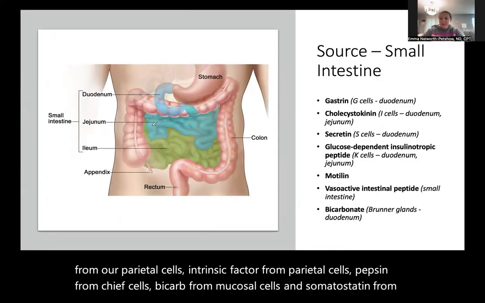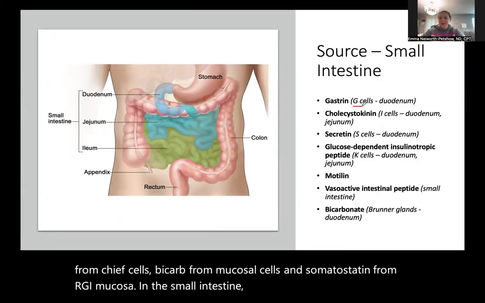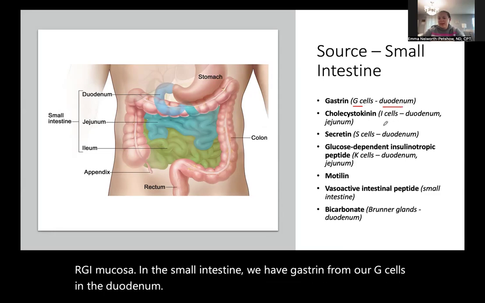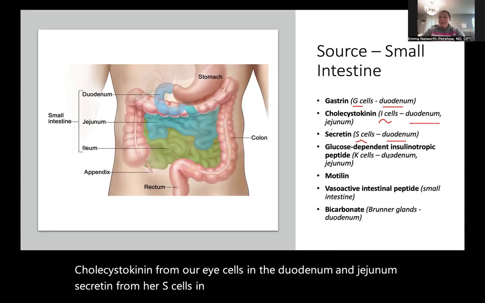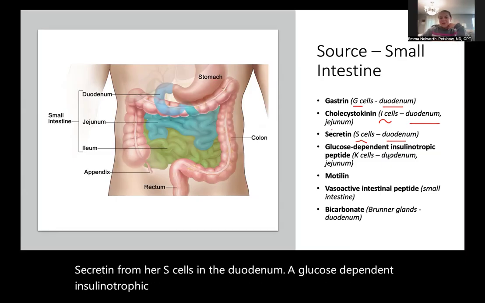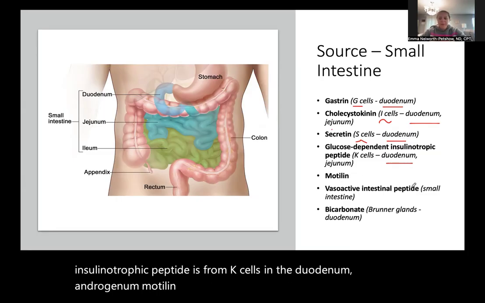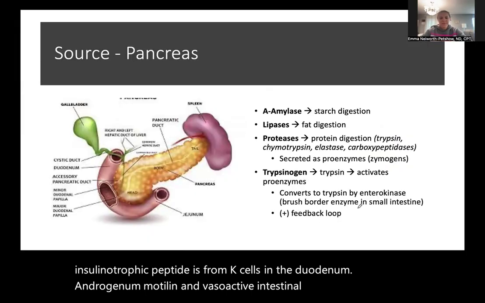In the small intestine, we have gastrin from our G cells in the duodenum, cholecystokinin from our I cells in the duodenum and jejunum, secretin from our S cells in the duodenum. Glucose-dependent insulinotropic peptide is from K cells in the duodenum and jejunum, motilin and vasoactive intestinal peptide, and bicarbonate.